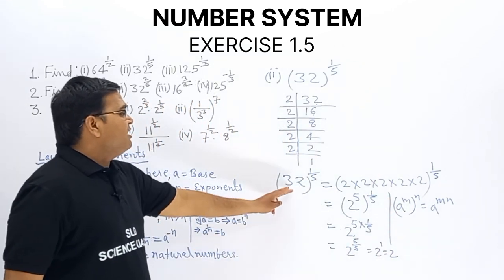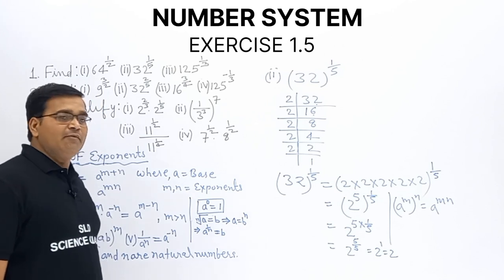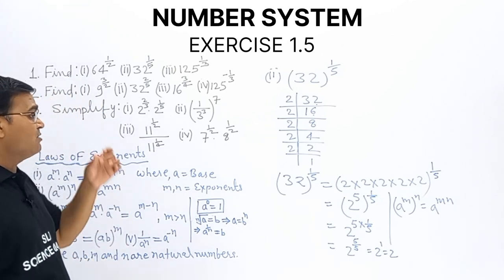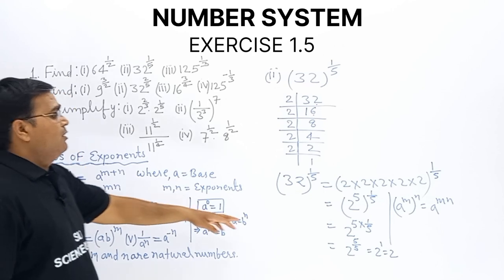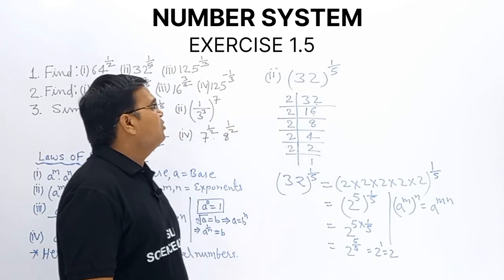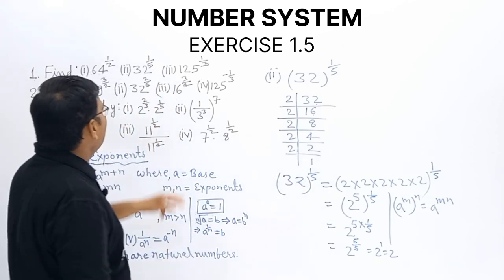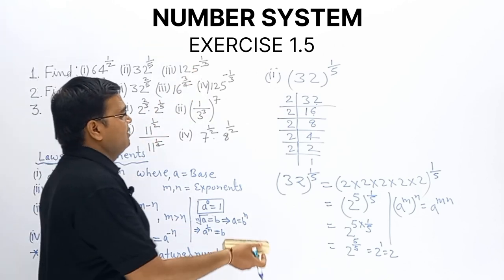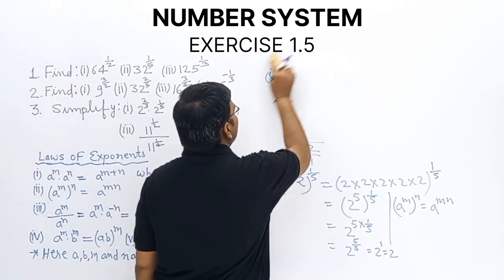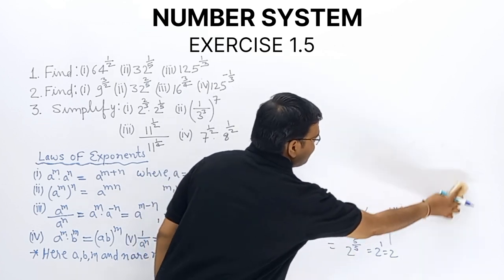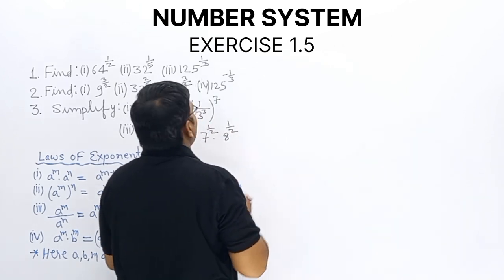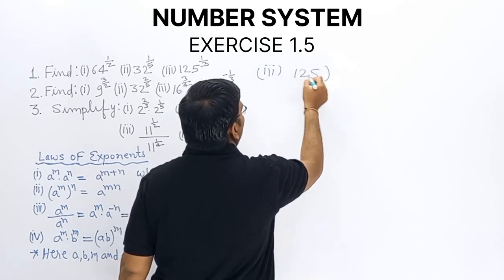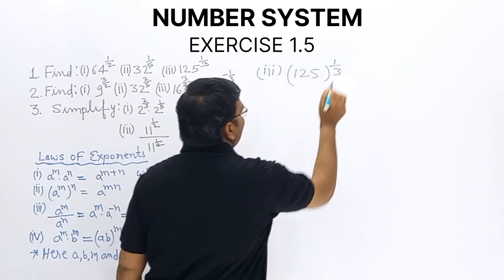So 32 having power 1 upon 5, we can say its value will be 2. The answer will be 2. Now the next question, 125 having power 1 by 3. Observe. The next question is what? The third one, 125 whole power 1 by 3.